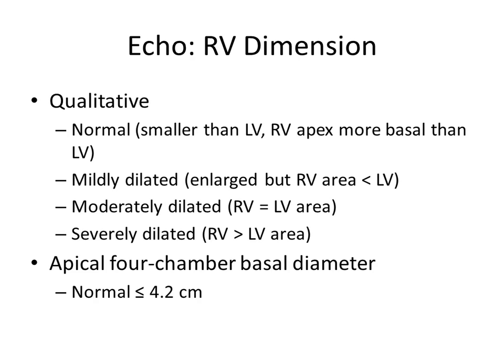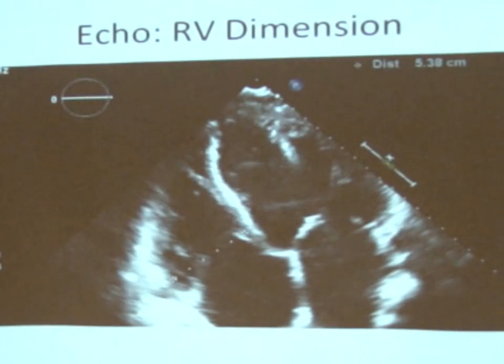Really what we prefer to use is more of a quantitative evaluation, and probably the most useful of these is the apical four-chamber basal diameter, and this is an image of that. So this is the apical four-chamber view. You have the LV here on the right side of the screen, and then the RV is here. And you do the basal measurement, so right across the tricuspid annulus area. And so normal, again, is 4.2, and in this particular case it was 5.4, so dilated.